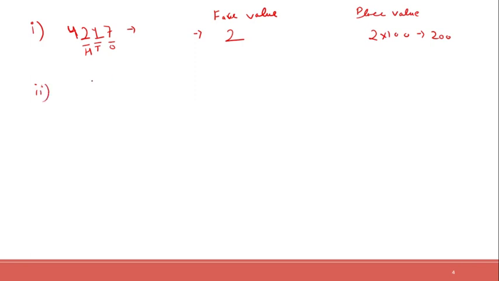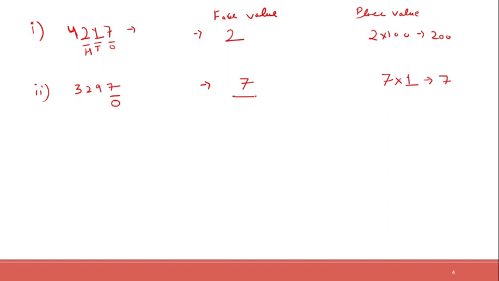Similarly, 3, 2, 9, 1. The face value of, take 3 here, not 1. What is the face value of 3? Wait a second. Let me change the digit so it won't be confusing. Let's say it is 7 here. So what is the face value of 7 here? It is 7. And what will be the place value of 7? 7 into, at which place is 7? It is at 1's place. So the place value of 7 will also be 7 into 1, 7.